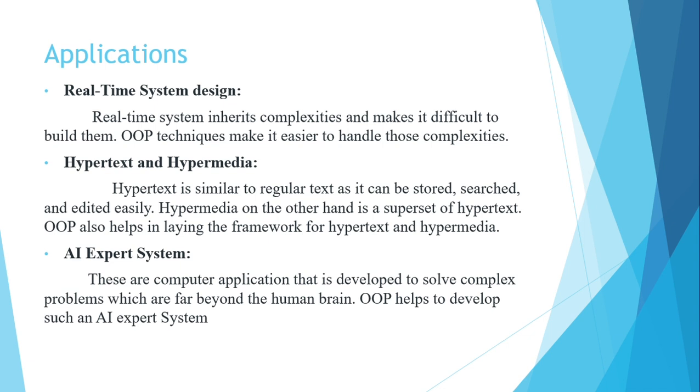Next, hypertext and hypermedia. Hypertext is similar to regular text, as it can be stored, searched and edited easily. What is hypertext? It is normal text, which we can store, search and edit easily. What is hypermedia? Hypermedia, on the other hand, is a superset of hypertext. OOPS also helps in laying the framework for hypertext and hypermedia.